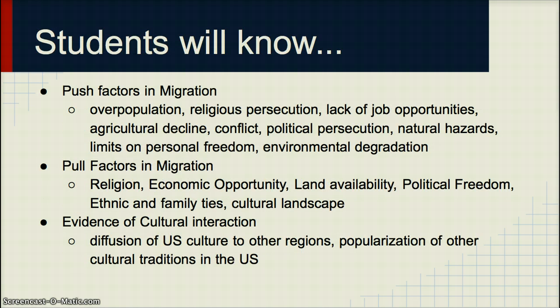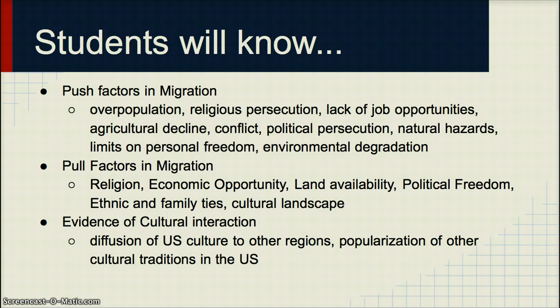The things that I expect them to know, I'm really going to focus on the push and pull factors in migration. So the push factors: overpopulation, persecution, religious persecution, lack of job opportunities, agricultural decline, conflict, political persecution, natural hazards, limits on personal freedom, and environmental degradation. The pull factors: religion, economic opportunity, land availability, political freedom, ethnic or family ties, and the cultural landscape.